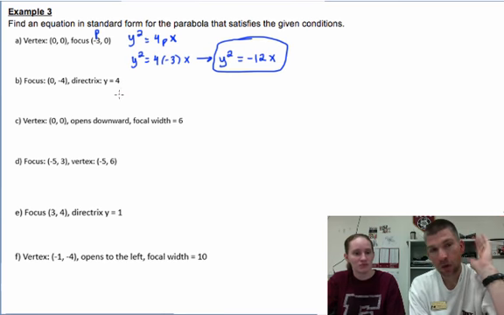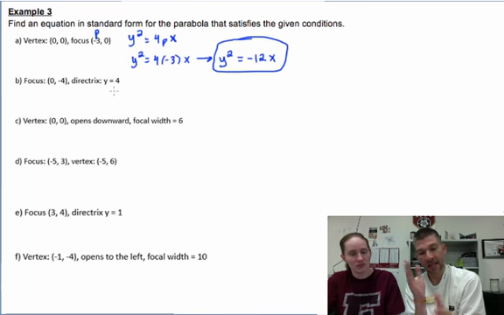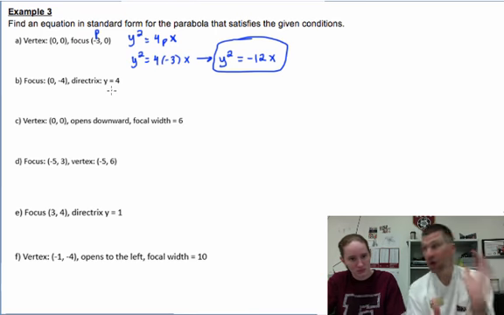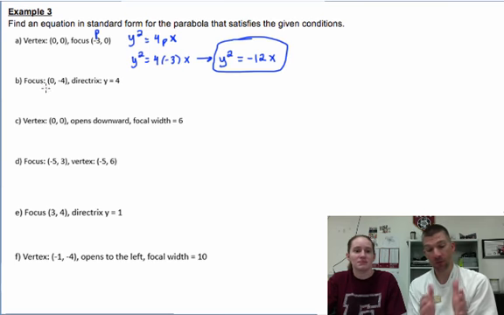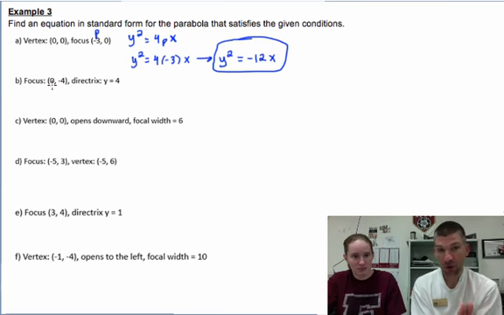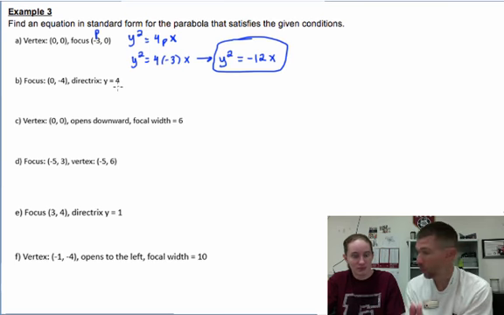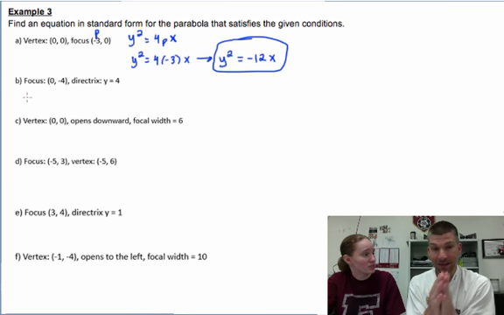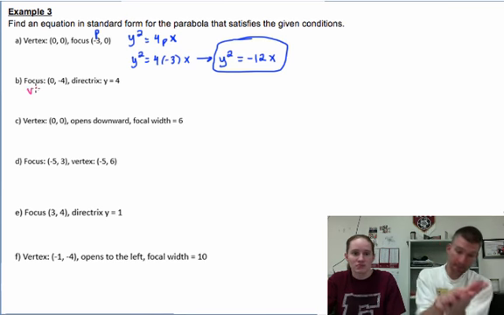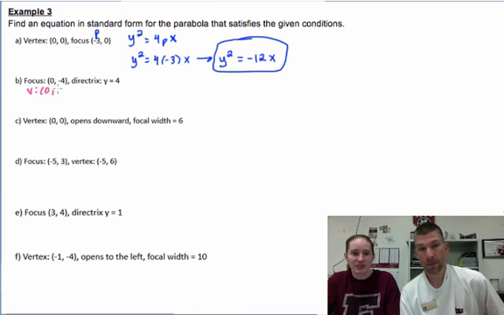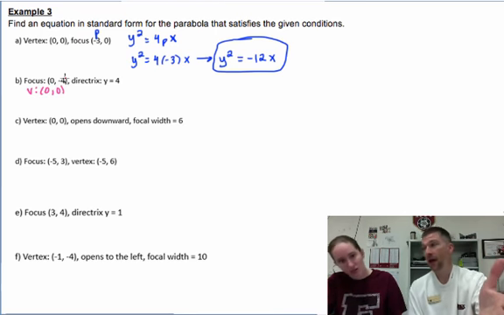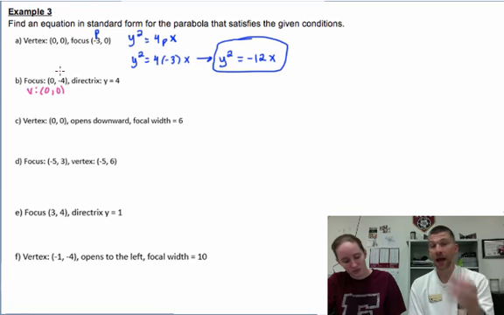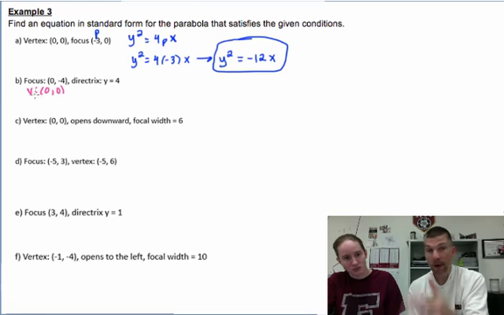If the focus is the same distance from the vertex as the directrix is, and we know that the focus has a y-coordinate of -4 and the directrix has a y-coordinate of 4, then our vertex has to be in the middle. So that means our vertex is at (0, 0)? Yes, because the x-coordinate won't change. The only thing changing is y. I know that because it says y equals 4, and the point has a -4 for the y.